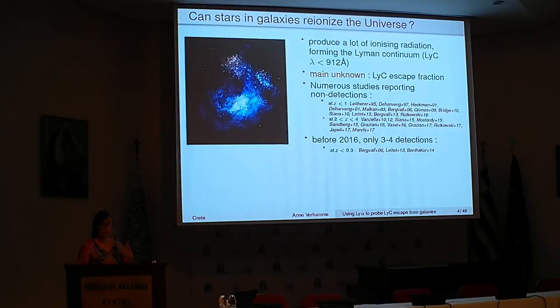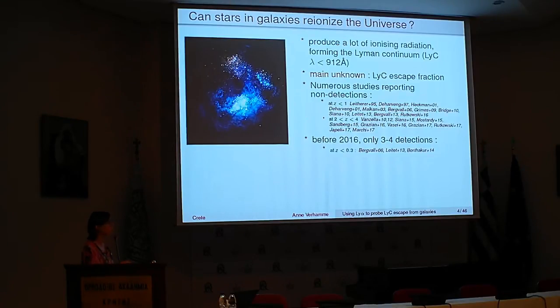And so the condition to be the sources of cosmic reionization is that at least some of the ionizing radiation that they produce can make its way through the interstellar medium of these galaxies until it reaches the IGM in order to reionize it. So several teams have tried to observe the Lyman continuum emission from galaxies, but it's a well-known observational challenge, and several non-detections were reported over the past years.